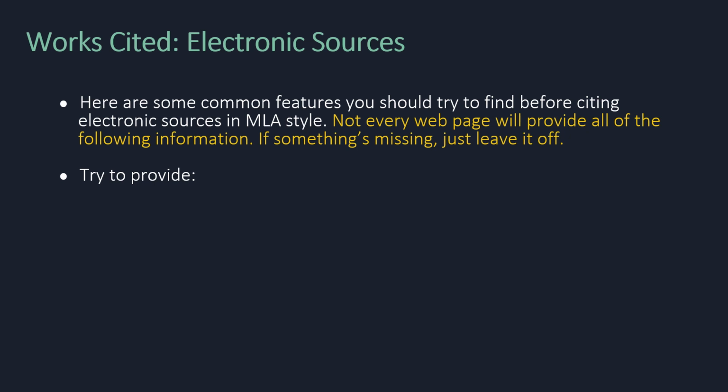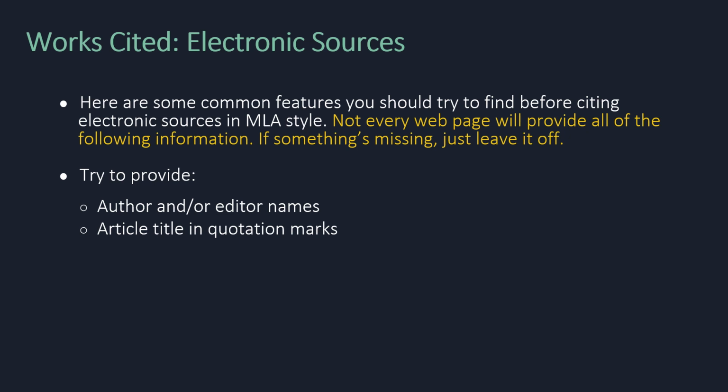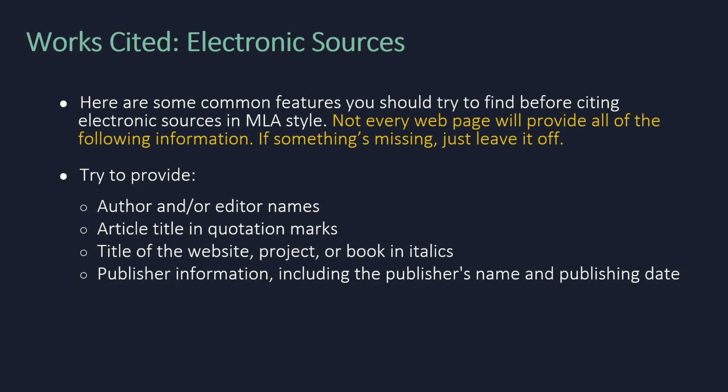It's likely that the most common types of sources you will use for your academic essays are electronic ones, whether that means web pages or peer-reviewed articles from databases like ProQuest or Google Scholar. While not every electronic source will have all of the information that could be included in a works cited page entry, there are some common features to look for, including author or editor's names, an article title in quotation marks, title of the website, project, or book in italics, publishing information including the publisher's name and date of publication, and page numbers, which will probably only exist if the document is a PDF.